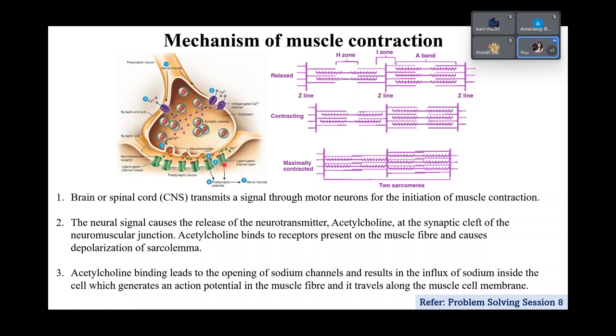So first is acetylcholine. We have discussed this. Second is also easy, actin and myosin. Third is cardiac muscle because you see the cross-linking there. And next, the last one is which of these events takes place.